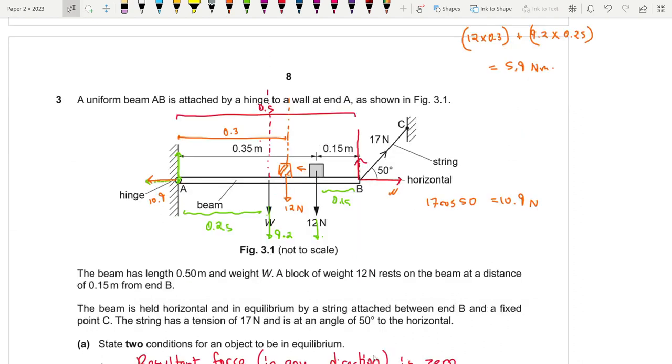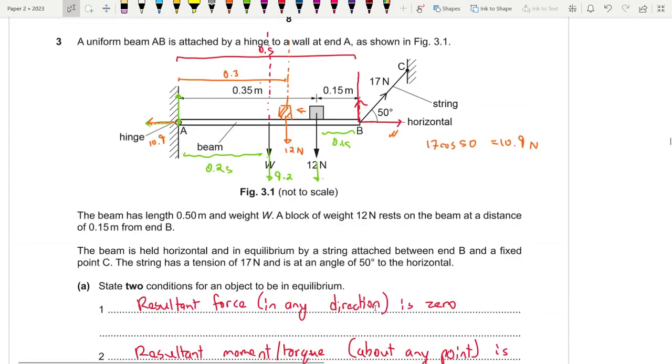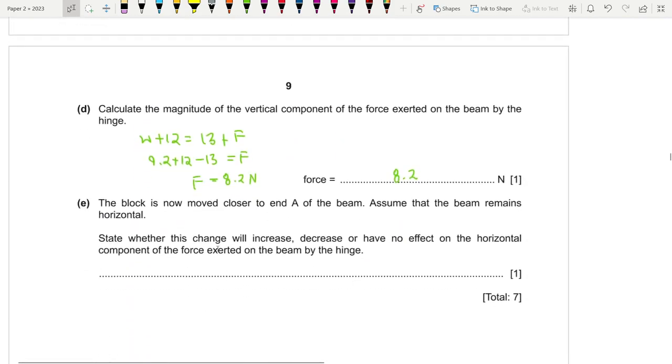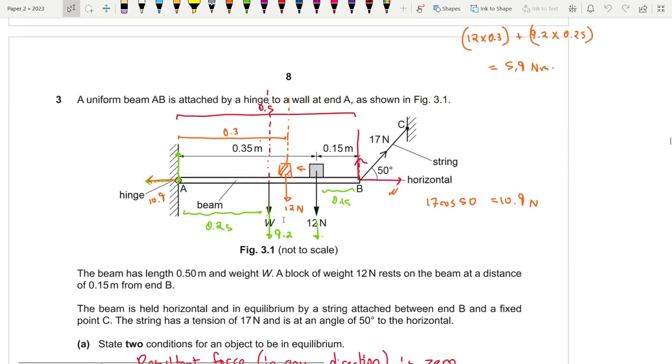Okay, so the net clockwise moment that the vertical component of the tension has to balance is 5.9 Newton meters. But look at this statement. They mentioned here that the beam remains horizontal. This is so important. Assume that the beam remains horizontal. What does this indicate actually? It means that the beam will maintain its current position. That means this angle over here, which was at 50 degrees beforehand, will remain at 50 degrees. If the angle changes, the beam will no longer remain horizontal, right? So the angle cannot change.